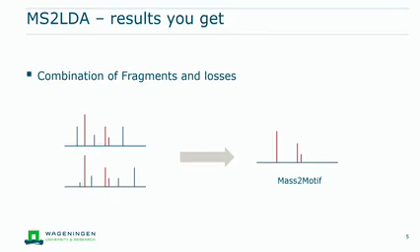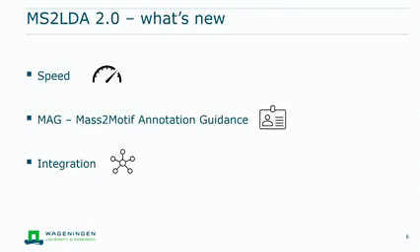So what is the output of MS2LDA, right? What exactly do you get? You get a Mass2Motif, that is this combination of fragments and losses. And what is new? This was an algorithm and a tool that was developed by Justin a long time ago, but we have a new version, so we want to present this new version, the MS2LDA 2. But what is new?